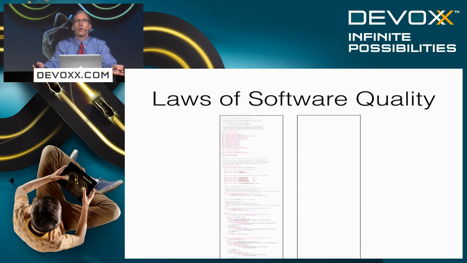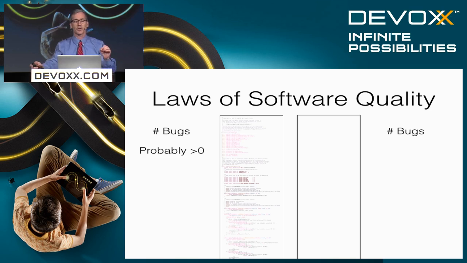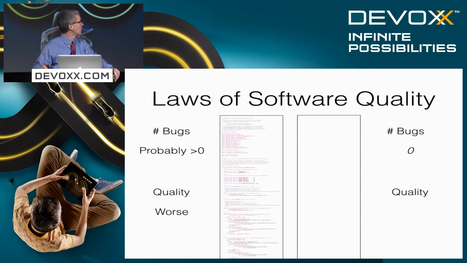So let's take a look at the level of quality in these files. First of all, let's look at the number of bugs that each one of these has. The one on the left, probably more than 0, right? There's a solid chance that there are bugs in this code simply because the code is there. The one on the right, 0, guaranteed, every time. Every time you write an empty file, there are no bugs in that file. Let's take a look at the quality metric, not just the number of bugs, but the overall quality metric. I would say that because of the number of bugs in the file on the left, you have worse quality, whereas the file on the right has the best quality of these two.